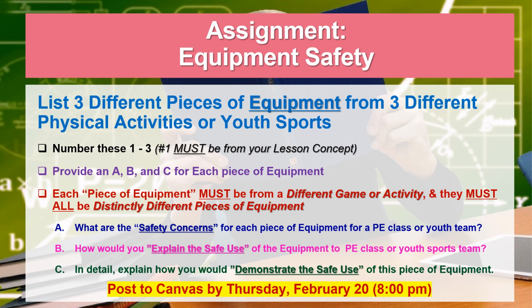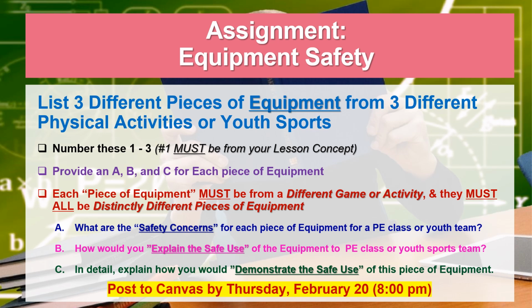The first thing is the number 1 piece of equipment needs to be from your activity. All right. It can be a basketball, a soccer ball, a piece of weight room equipment, a yoga mat, but the first piece of equipment needs to be from your activity that you're going to teach, and the other 2 need to be the distinctly different ones from there. So you're going to list the piece of equipment by the number, and then A, B, and C will be explaining these things about each piece of equipment.